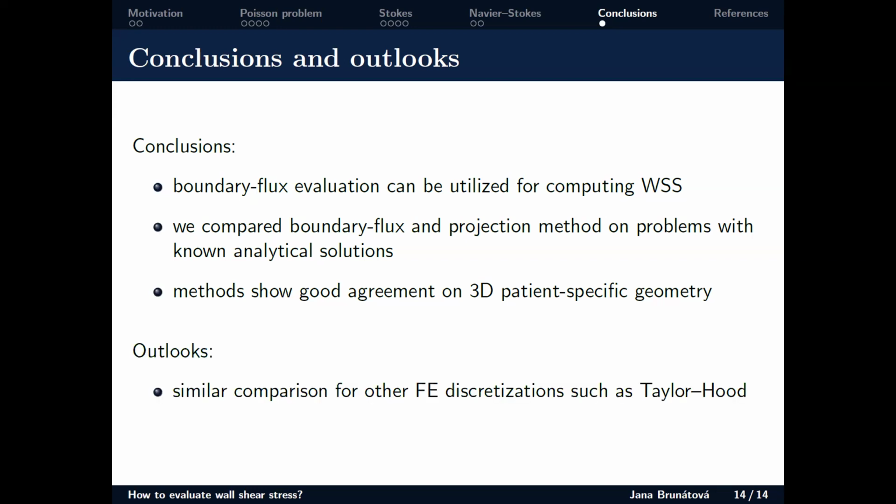So now some outlooks. We would like to do the same for different finite element discretizations, for example, Taylor-Hood. We already tried to do it, and there's something fundamentally wrong with it. So if you have any ideas why the weak boundary flux doesn't work for Taylor-Hood, please come to me and let's discuss it.